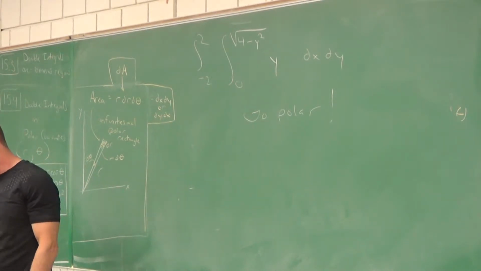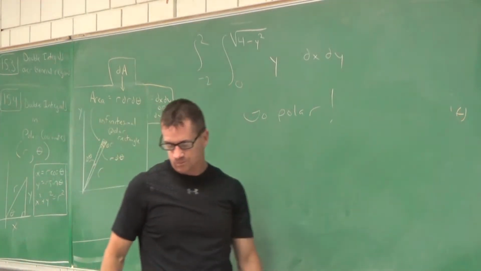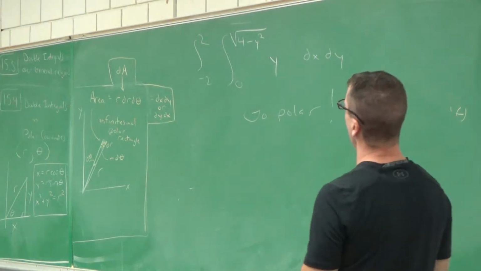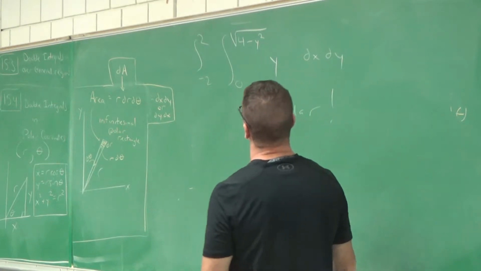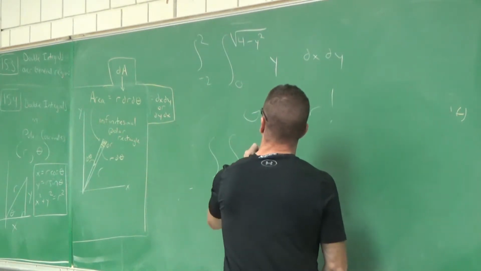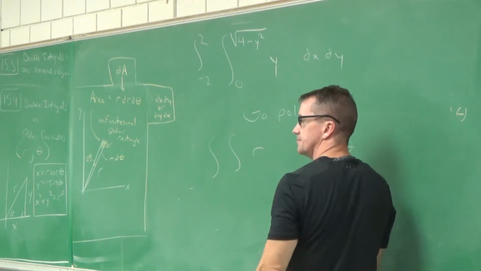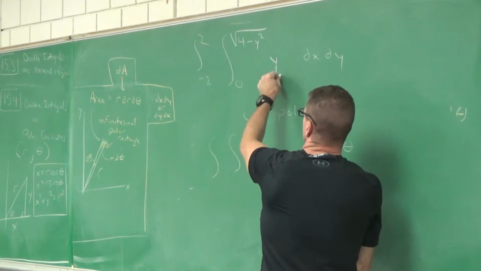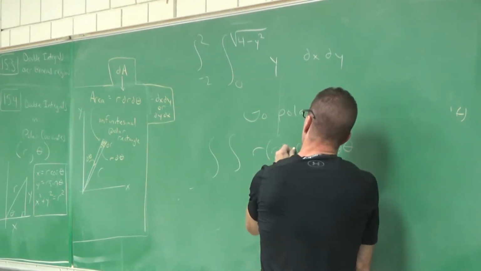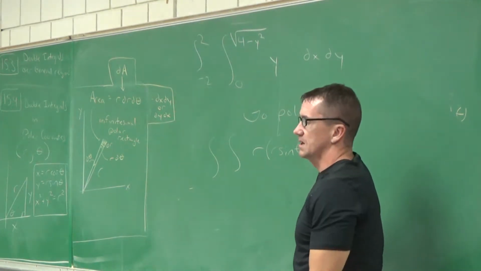Take your time too. Go polar! Already theta, right? What's this become? R sine theta. So r times r sine theta is what? R squared. R squared sine theta.